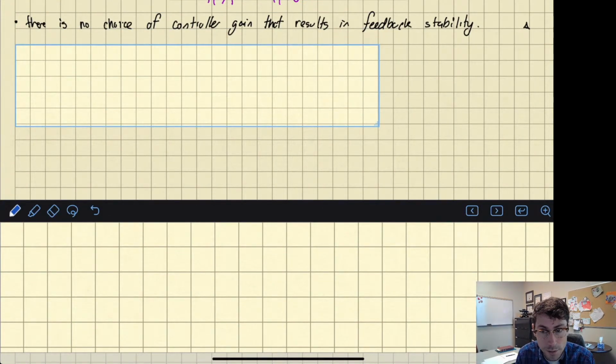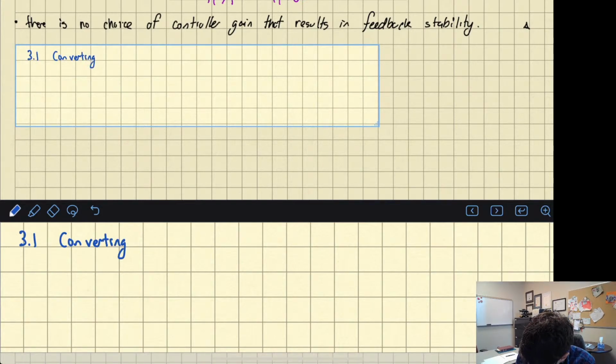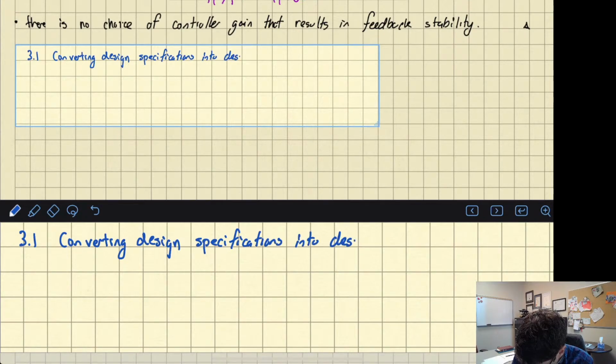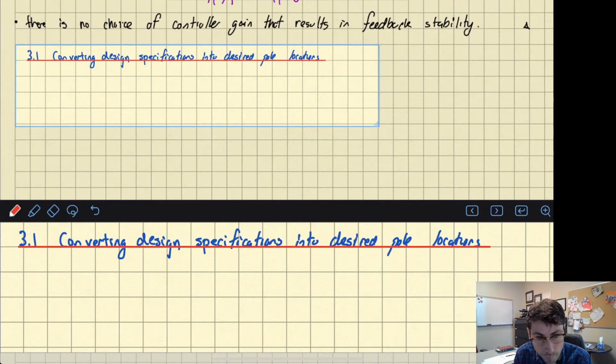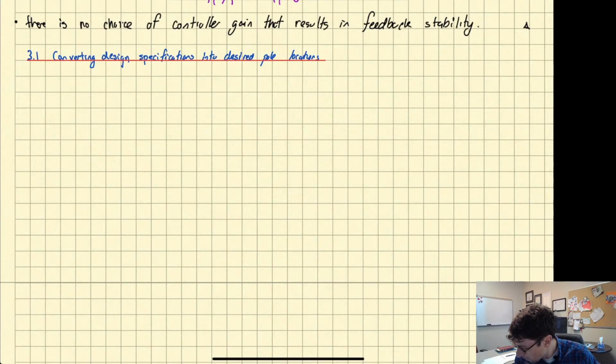So section 3.1. Converting design specs into desired pole locations. Oops, that's not what I want to do. Sorry about that.